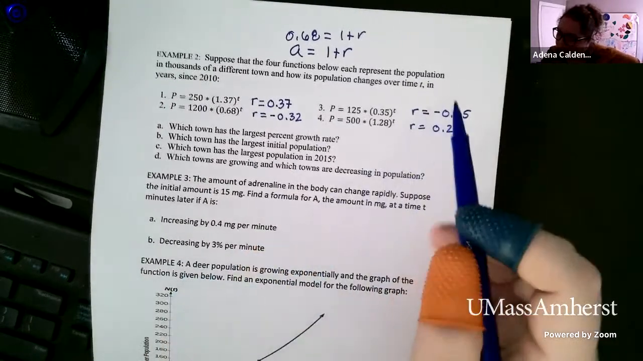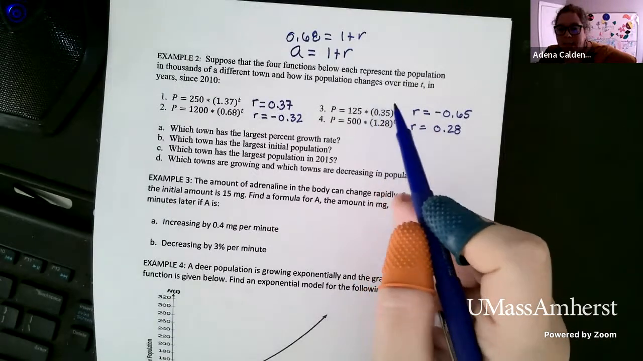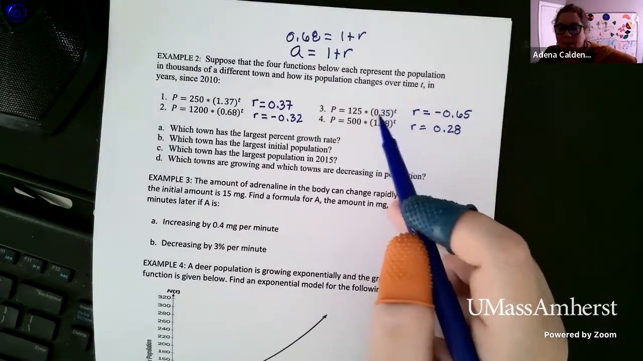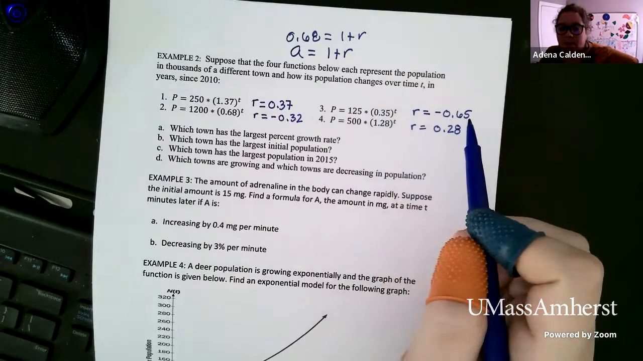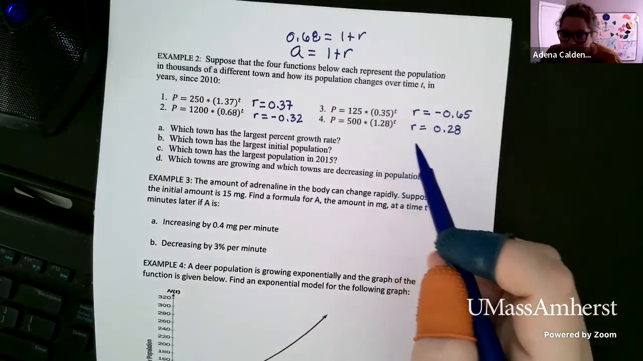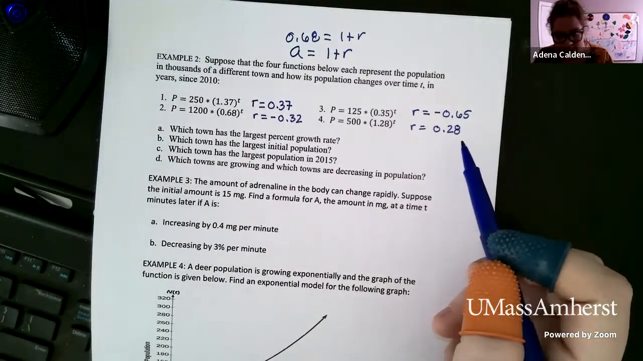Over here, similarly, for population 3, I see that my A is less than 1. So I have to subtract 1 from here, and I get negative 0.65. And then for the number 4, I have 1.28. So my R has to be positive 0.28.